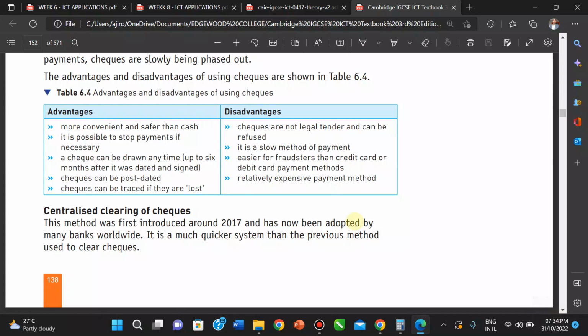Some banks can actually bounce your check back, and it's a slow method of payment because it usually takes 24 to 48 hours for your money to be credited. So it's not instant because there's a lot of process it has to go through. It is easier for fraudsters than with credit card or debit card payment methods. Fraudsters can impersonate someone, kill the person on the way or whatever, and just take the check and pay, right? It's a relatively expensive method.